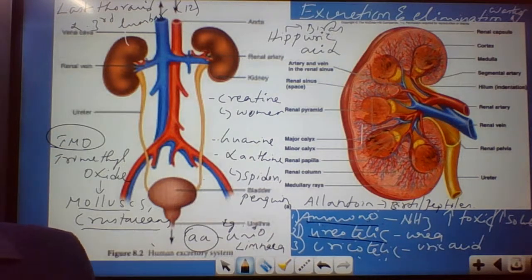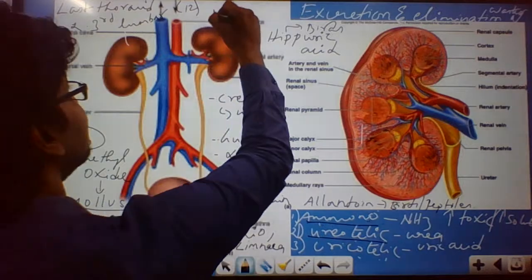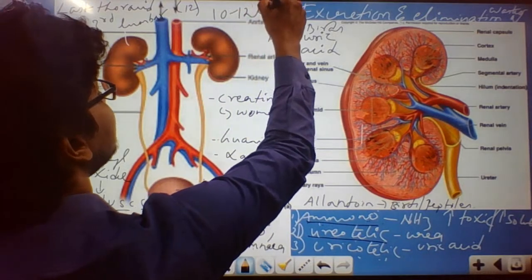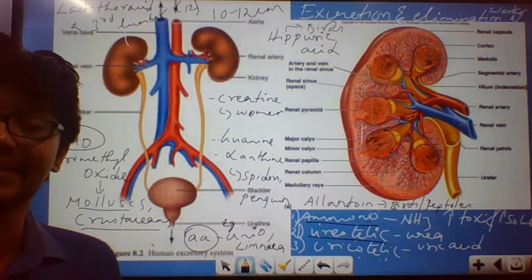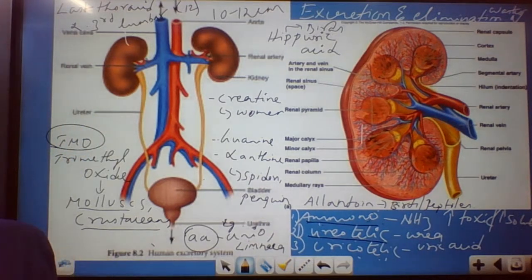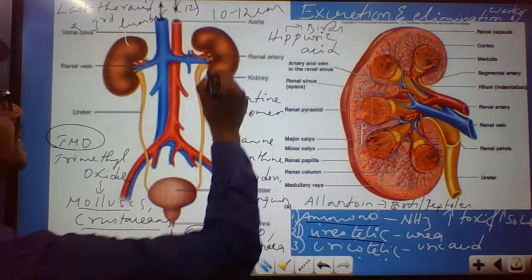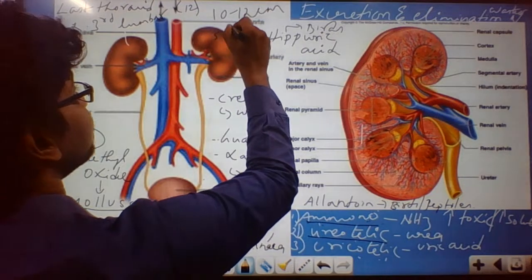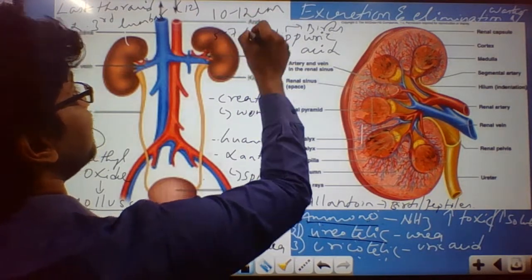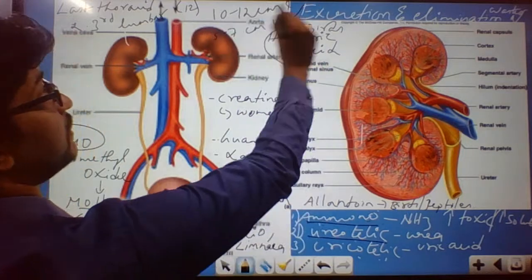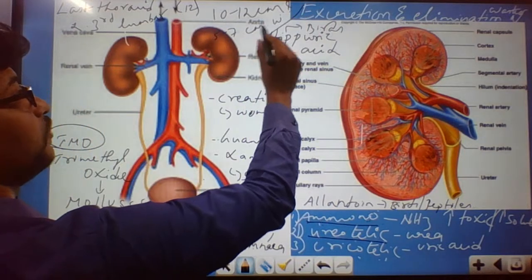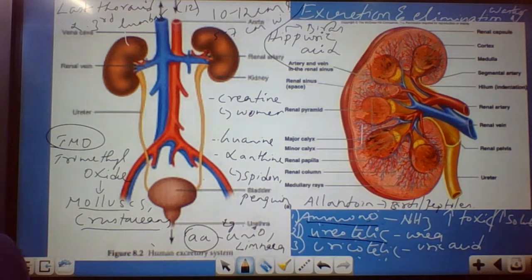What is the size of the kidney? The length of the kidney is 10 to 12 centimeters. Can you tell me the length of the kidney? It's 10 to 12 centimeters. And what is the width of the kidney? The width is 5 to 7 centimeters. This is the length and this is the width. The length of the kidney is 10 to 12 centimeters, and the width is 5 to 7 centimeters.